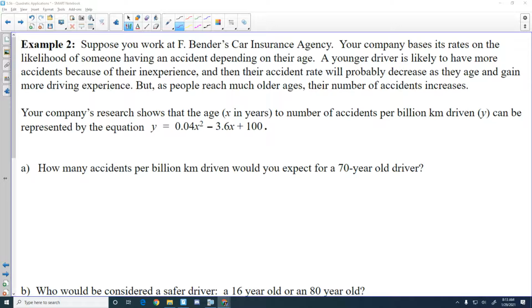So a younger driver is more likely to have more accidents because of their inexperience. Would any of you agree? A first-time driver, chances are they're going to make a few more mistakes than someone who's been driving 10 years. Any of you in that boat already? Anyone have their license already? Yeah. No accidents yet? Thank goodness.